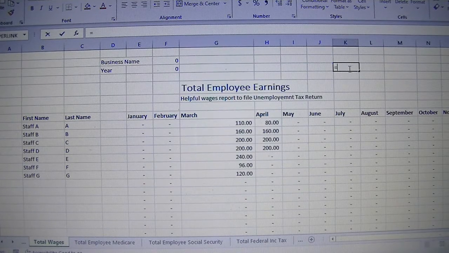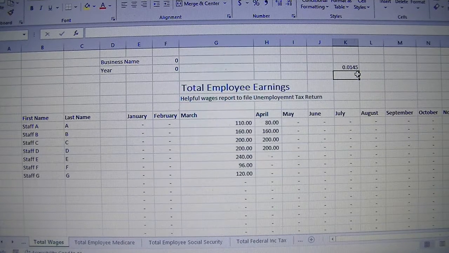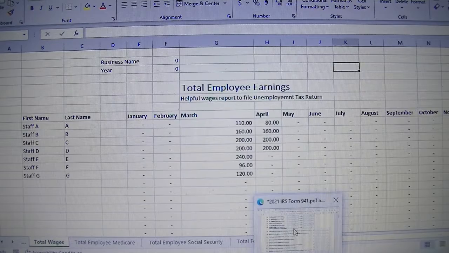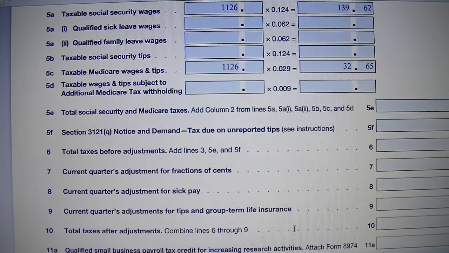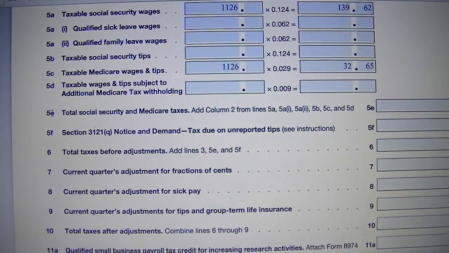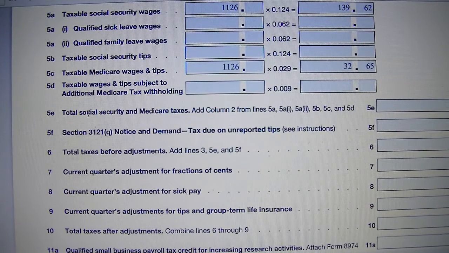see here, 0.029 divided by 2 will be 0.0145. It's like 1.45%, I believe. Medicare tax for the employee and 1.45% Medicare tax for the employer, up to the $200,000 wage limits. Line 5E, total Social Security and Medicare tax.